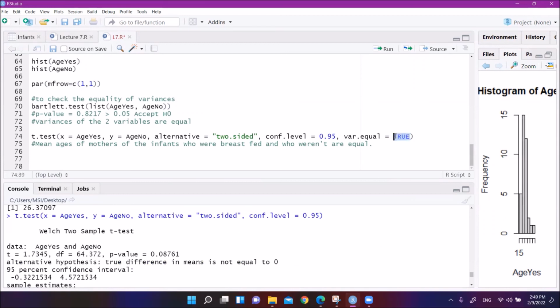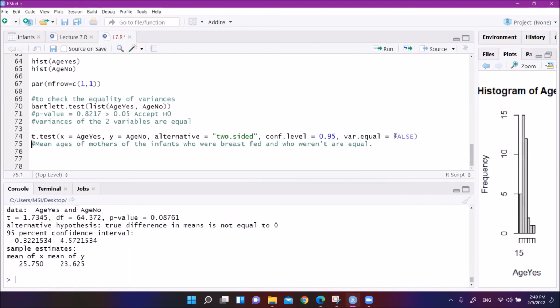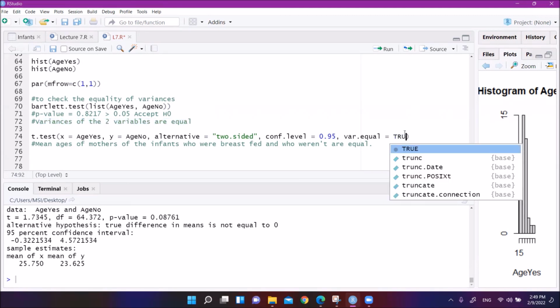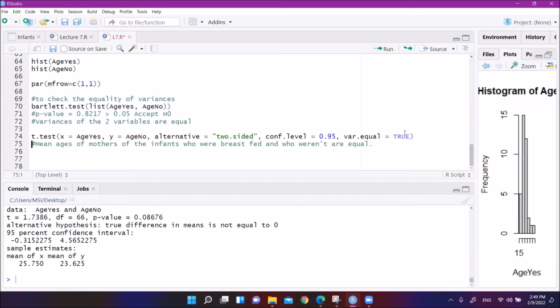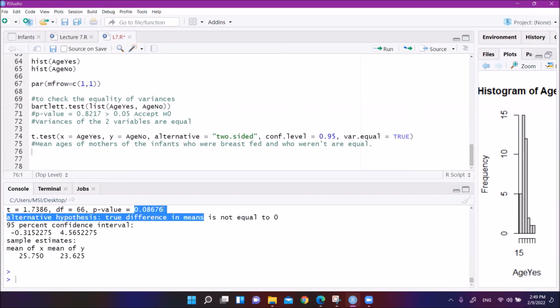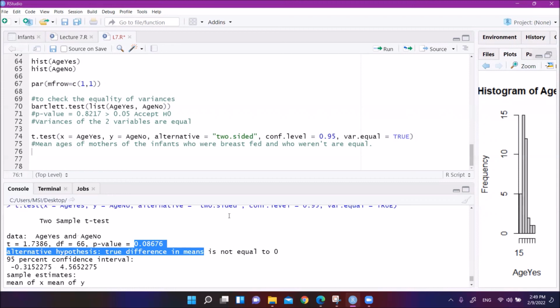So if you give FALSE here, see, you're getting the first p-value. That means by default, the two-sample t-test assumes that the variances are not equal. What we tested here, we got the result that the variances are equal, so you have to mention that this is TRUE, otherwise you are getting a different p-value. But anyway, the conclusion is the same. Both the p-values are greater than 0.05.